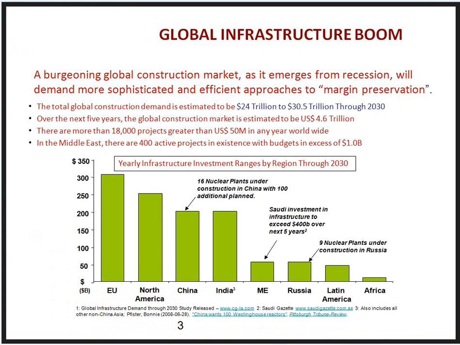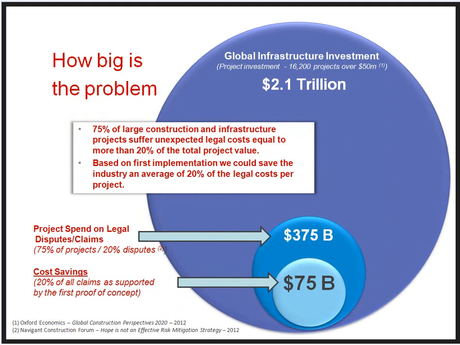What is the problem in the construction industry? Well, here's a slide that I'm not going to read to you, but I just wanted you to notice that the total global construction demand is estimated to be 24 trillion to 13.5 trillion through 2030. Yeah, so those are enormous numbers. Just look at this picture, how the developing countries are coming up and spending more and more money in this area. So it's a big problem.